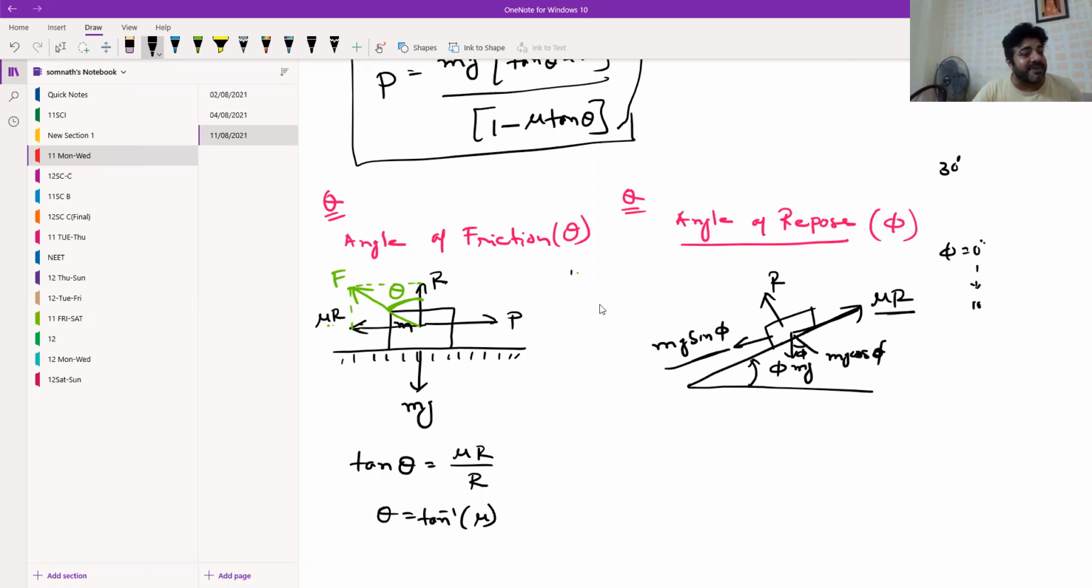Just to slide down मतलब क्या, they are equal. मैंने बोला था ना just in motion, just to start, just to slide, ऐसा मतलब क्या, they are equal. Yes or no? Yes, sir.